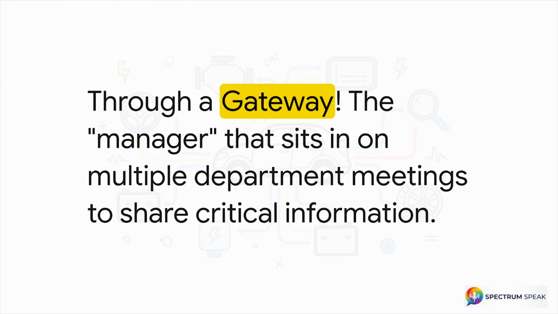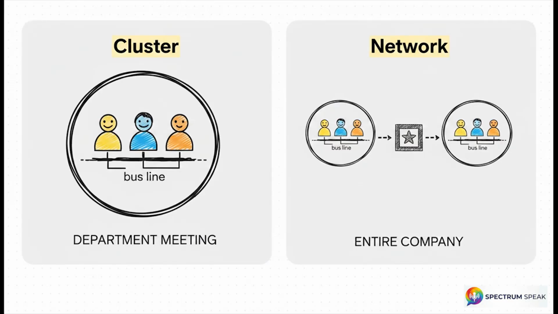It's the critical link. And this brings us to something that can be a little confusing, so let's make it super clear. What's the real difference between a cluster and a network? Well, it's simple. A cluster is just one single department meeting on one shared wire. The network is the entire company. It's all the different clusters connected together by those managers, the gateways.